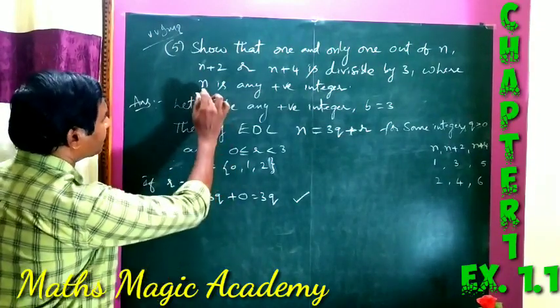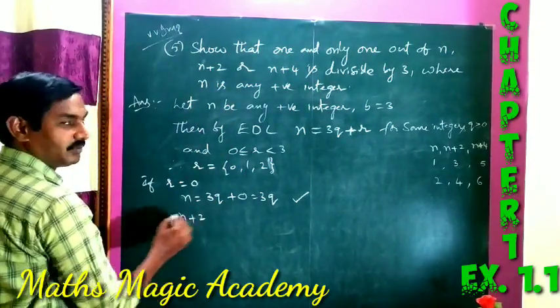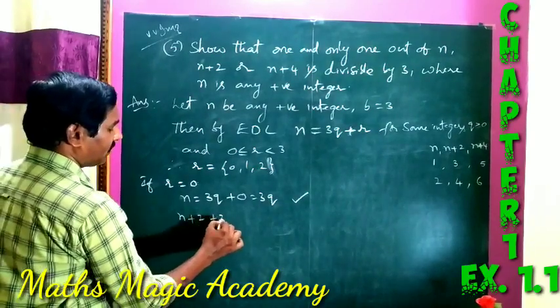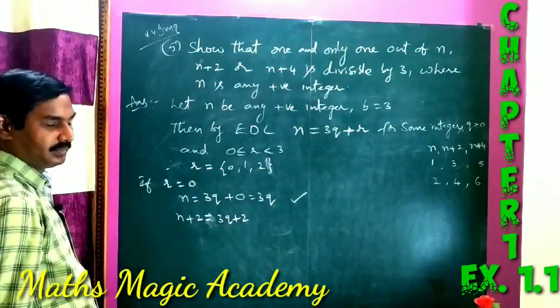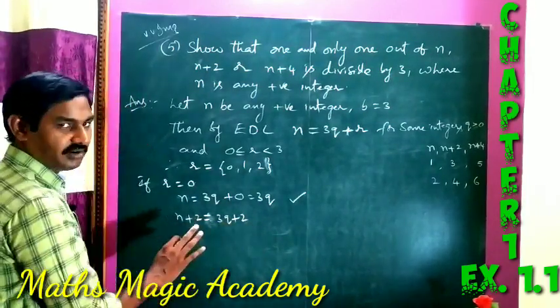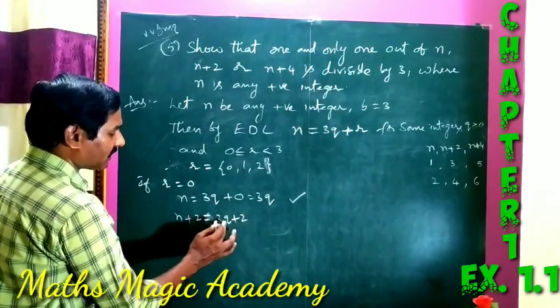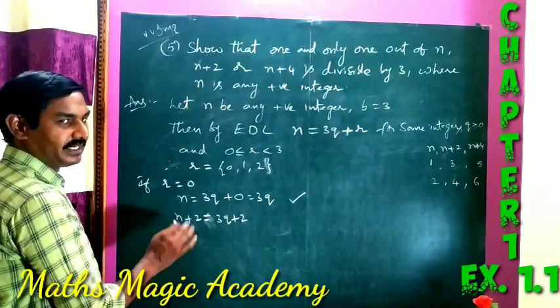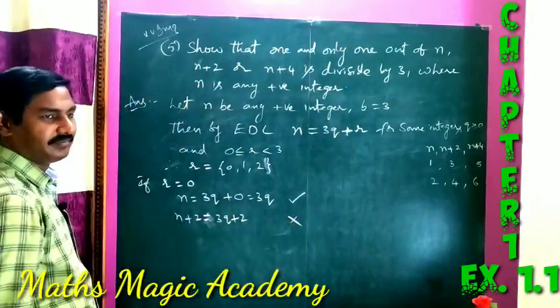And next one, n plus 2. That means adding 2 on both sides. n plus 2 is 3q plus 2. So what do you observe? 3q plus 2, here 3 is not common. 3q plus 2 is nothing but a multiple of 3 plus 2, which is not divisible by 3. So it is not divisible by 3.